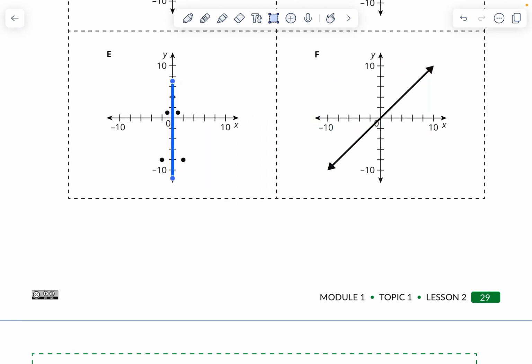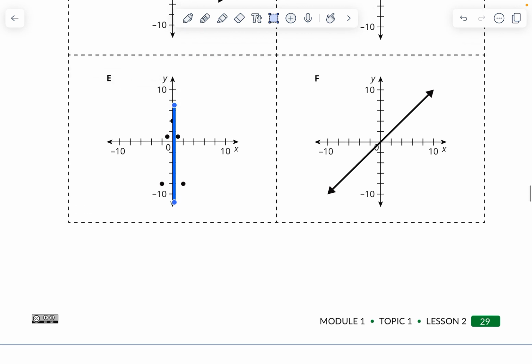Okay, axis of symmetry that we just talked about. This one has an axis of symmetry because you can see that everything is the same distance from my middle point all the way across. Whereas this guy does not have an axis of symmetry.